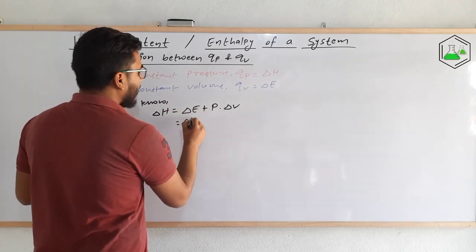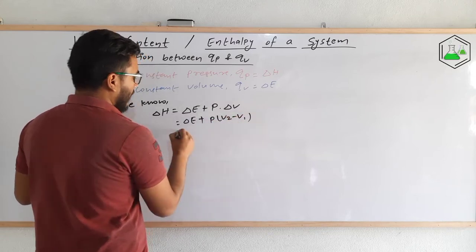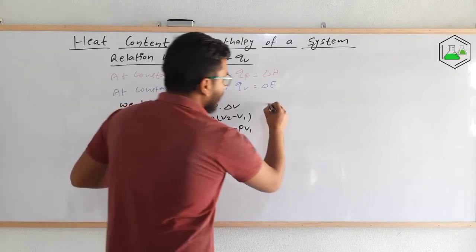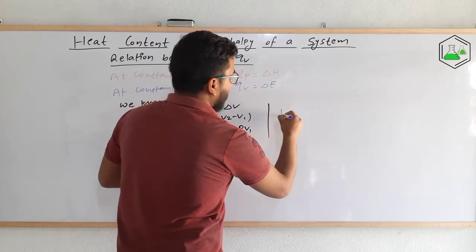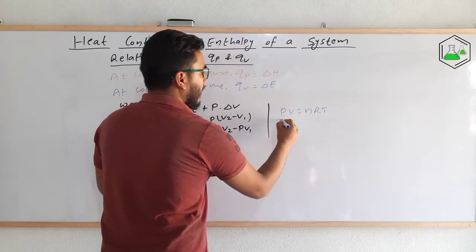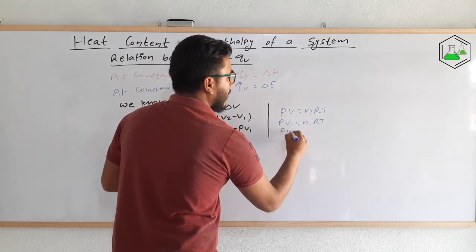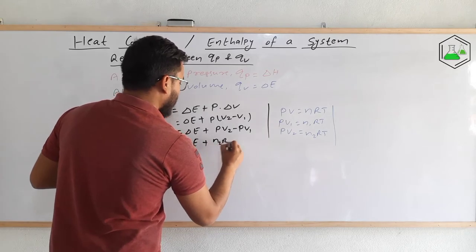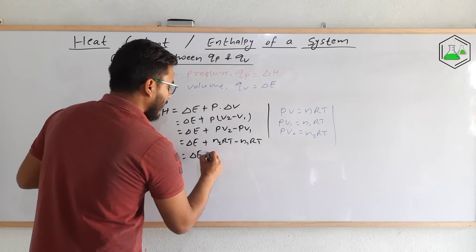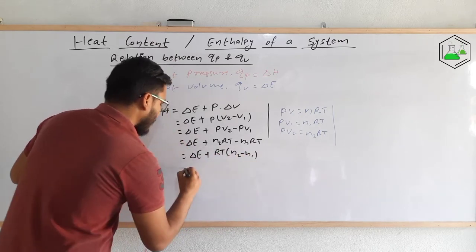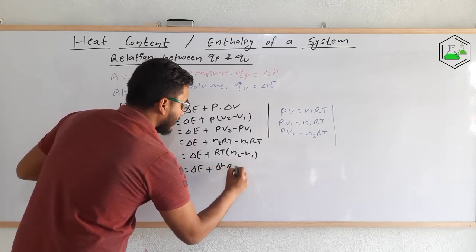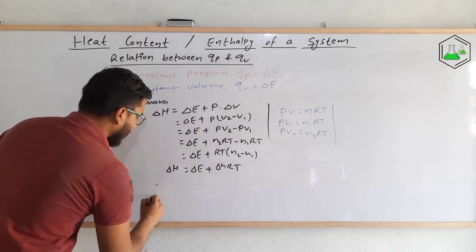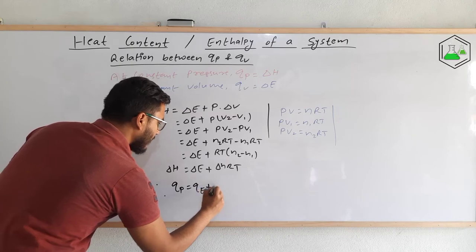Obviously, this can be written as del E plus P(V2 minus V1). Now, let's multiply. It will be del E plus PV2 minus PV1, right? Now, we know that according to the ideal gas equation, PV is equal to nRT. So PV1 can be written as n1RT and PV2 can be written as n2RT. So let's put these values over here. PV2 means n2RT minus n1RT. If we take common, then what do we get? RT(n2 minus n1), and finally it will be equal to del E plus del nRT. Since del H is equal to QP and del E is equal to QV, this can be written as QP is equal to QV plus del nRT.